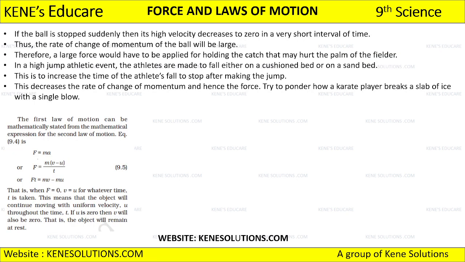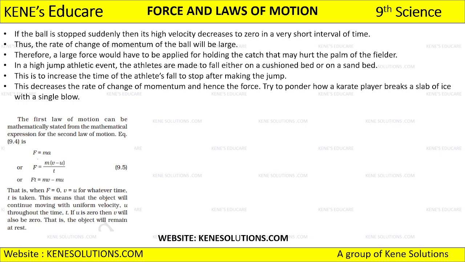See what happens. While the fielder is catching the ball, if the ball is stopped suddenly, then its high velocity will decrease to zero in a very short interval of time, right? That is because the change of momentum of the ball will be very large. Because the rate of change of momentum is large, the velocity decreases to zero and the ball stops suddenly. Therefore, a large force would have to be applied for holding the catch, which may hurt the palm of the fielders, and that is the reason they wear so many things and cover their body.